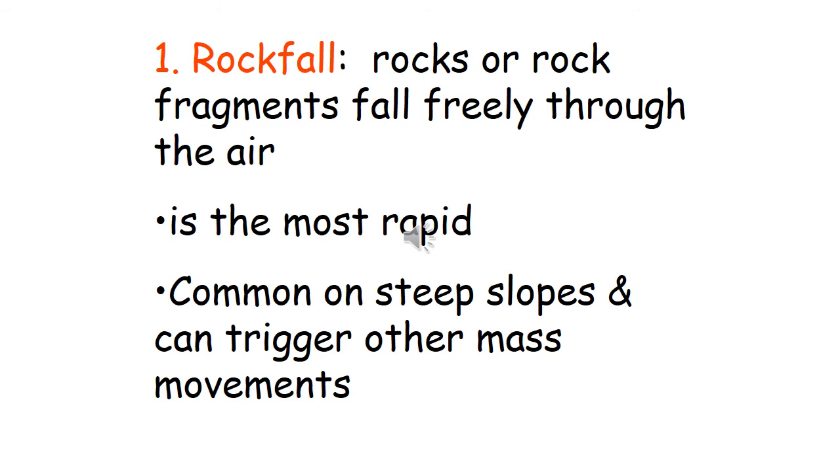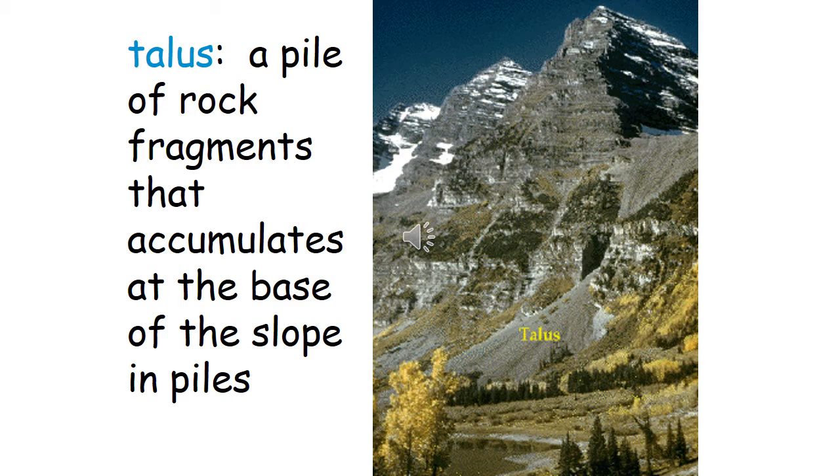Once a rock fall occurs, or a landslide occurs, there is a pile of rock that accumulates at the bottom of the slope. This is called a talus. It's a pile of rock fragments that accumulates at the bottom of a slope where a rock fall has occurred.